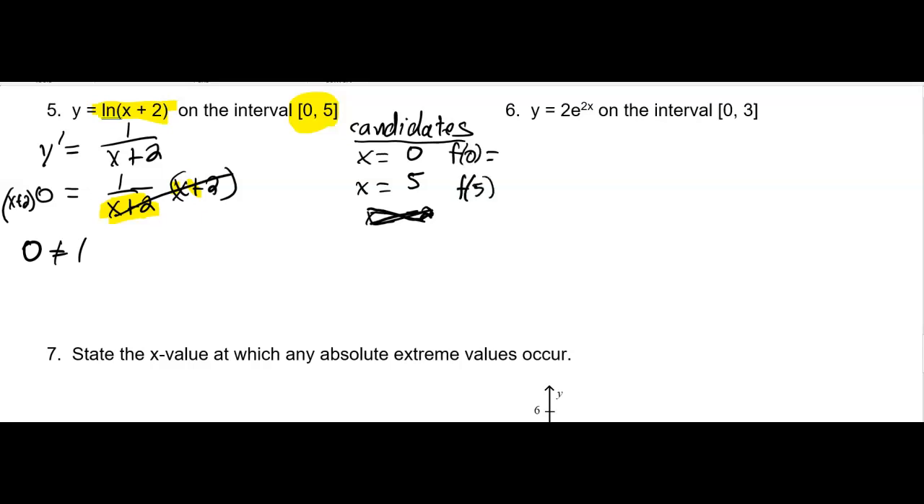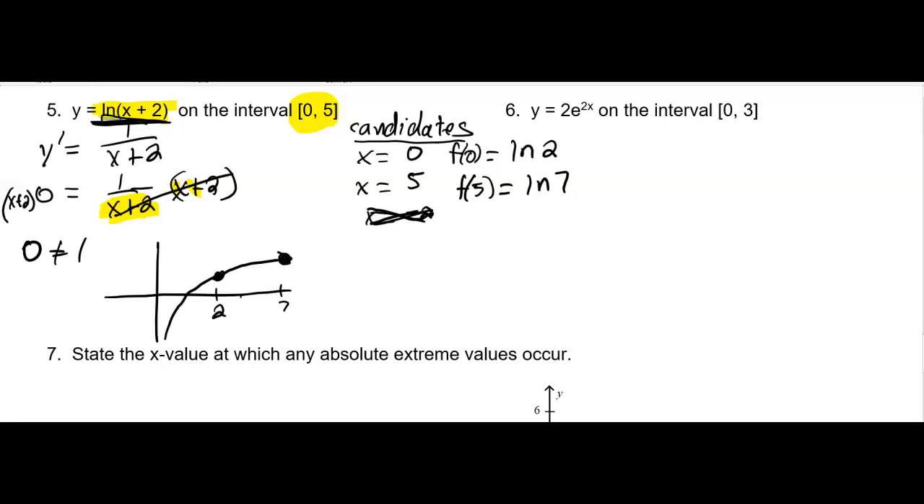So all that means is one of these is the highest point, one of these is the lowest point. So then we take these, plug them in. If you plug in the 0 here, you're just going to get the natural log of 2. If you plug in the 5, you're going to get the natural log of 7. We need to know what the natural log curve looks like. It's a constantly increasing function. So whatever value we get at 2, we should be able to compare to 7 and see that 7 is the bigger of them. So the natural log of 2 must be the absolute minimum.